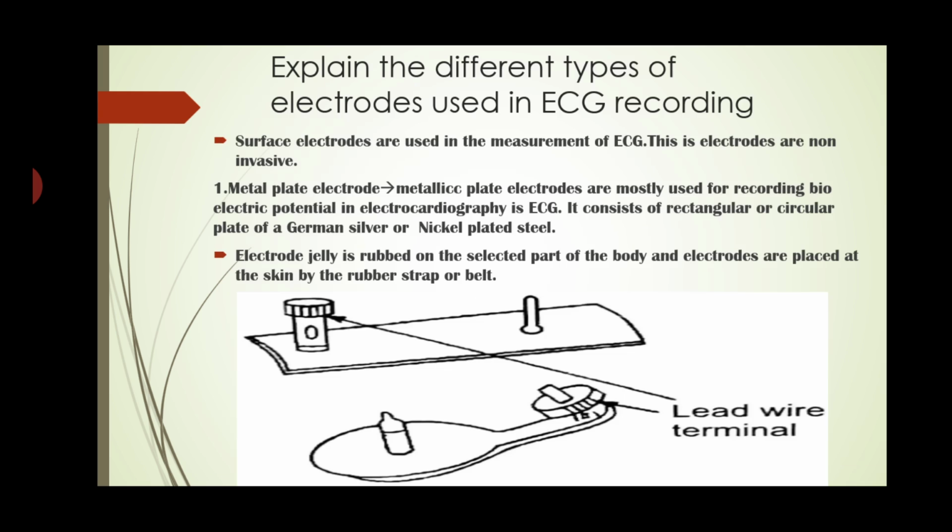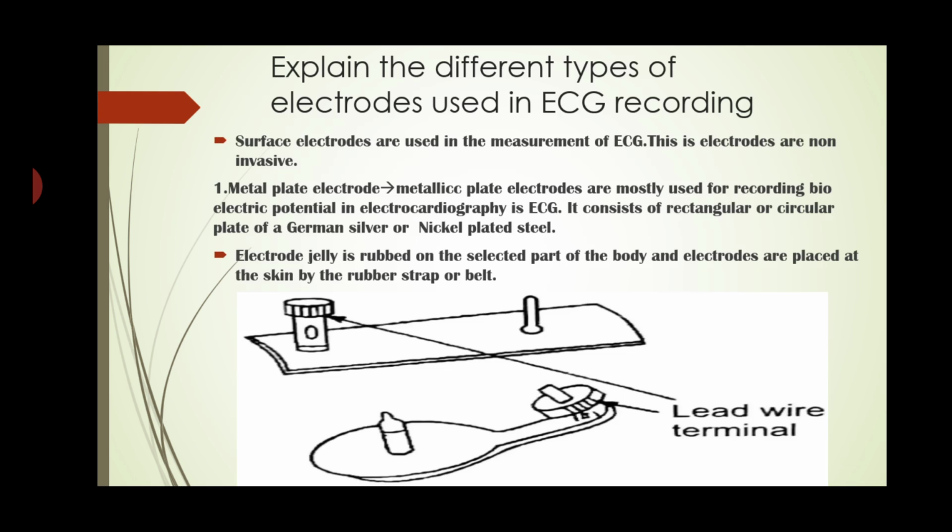Now we will see the different types of electrodes used in ECG recording. In ECG recording, usually they use surface type electrodes. Whenever they ask such a question, you should explain all the surface type electrodes. The first one is the metal electrode. The diagram for this metal electrode is shown below.